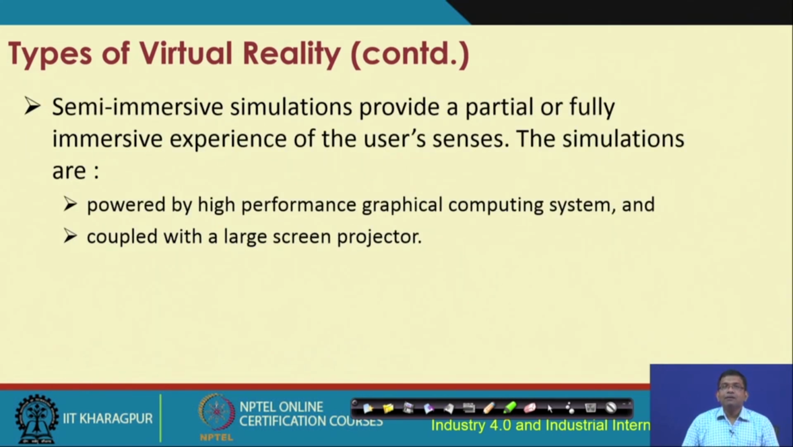Semi-immersive is partly different from non-immersive. Here a partially or fully immersive experience is gathered by the users through different sensors, and the sensing is done through these different sensors. This is what is done in semi-immersive simulations. These are powered by high performance graphical computing systems coupled with large screen projectors. These are some of the things used for semi-immersive platforms.